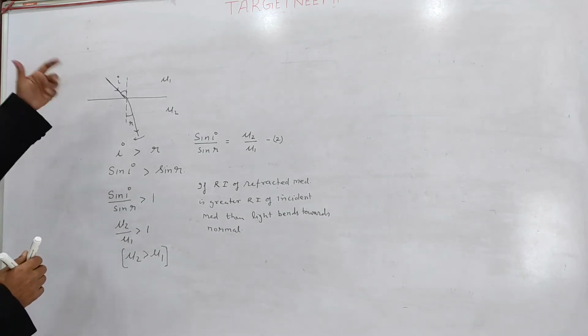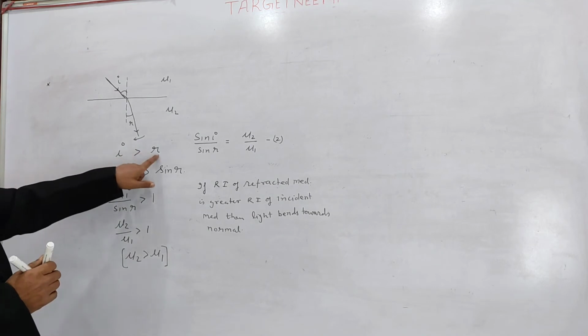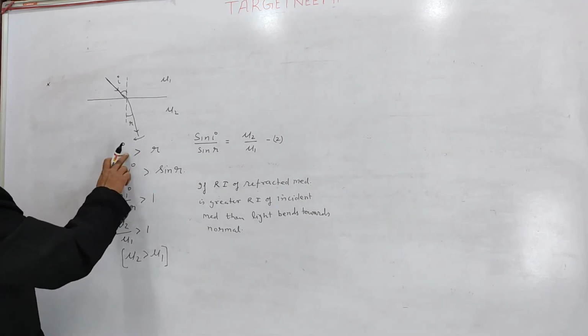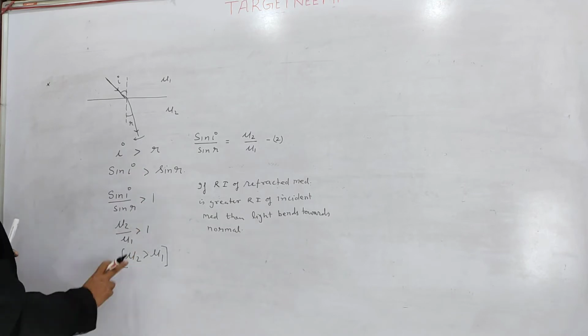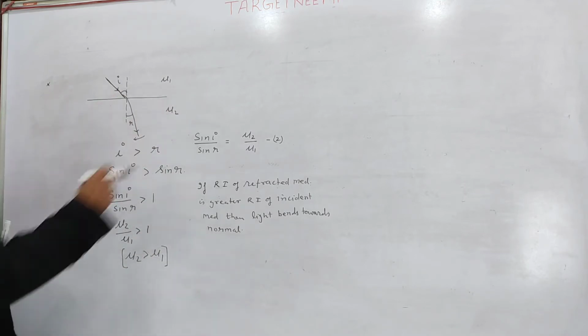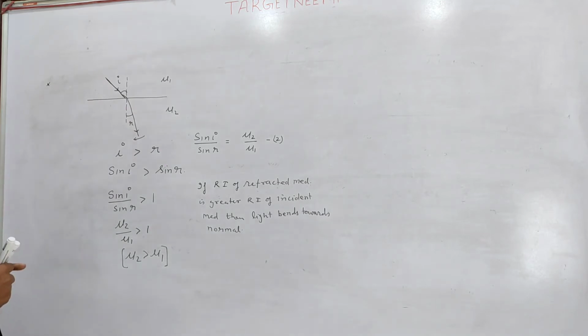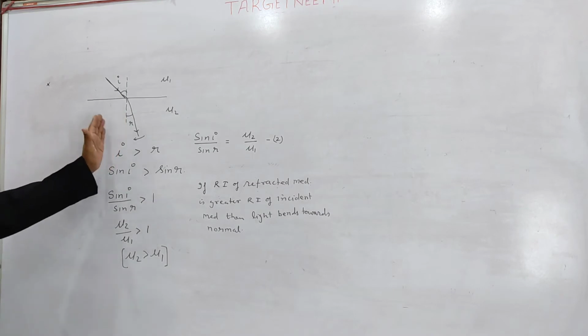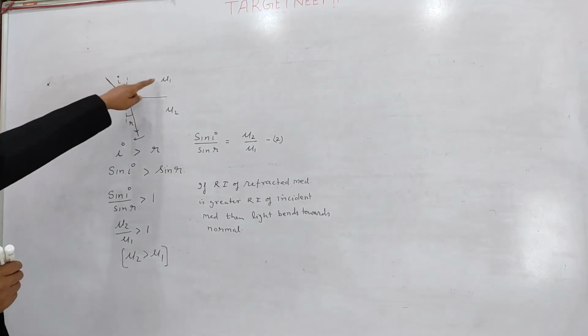So you can do it reverse. If I is less than this, this will be less than 1, and then it will go away from normal. So when light goes from one medium to other, it bends. Whether it will bend towards normal or away from normal will be decided by these two.